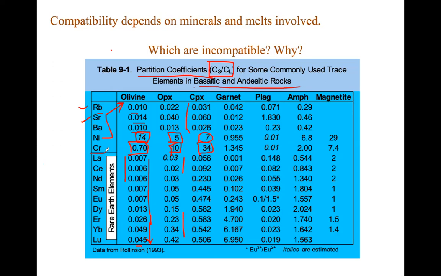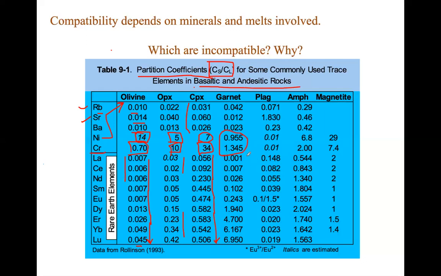Chromium can be very high in CPX, and you can see the rare earth elements, the middle rare earth elements are also a little bit higher in CPX, and heavy rare earth elements again go a little bit higher compared to the previous two phases. And garnet, you can see chromium and nickel, but not very large. It's lower than OPX and CPX.